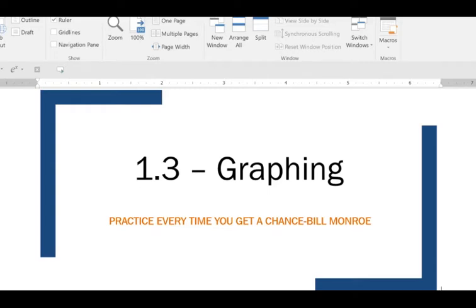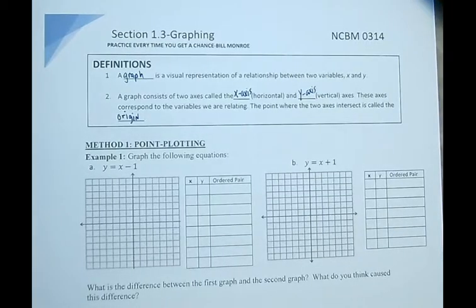Section 1.3, Graphing. So in this section, we will be looking at graphing equations. And graphing is very important because it helps to communicate information of data that we have collected and the relationship between two variables. And so there's many ways to graph, and in this lesson today, we'll focus on only two methods. Okay, so let's look at some definitions first.